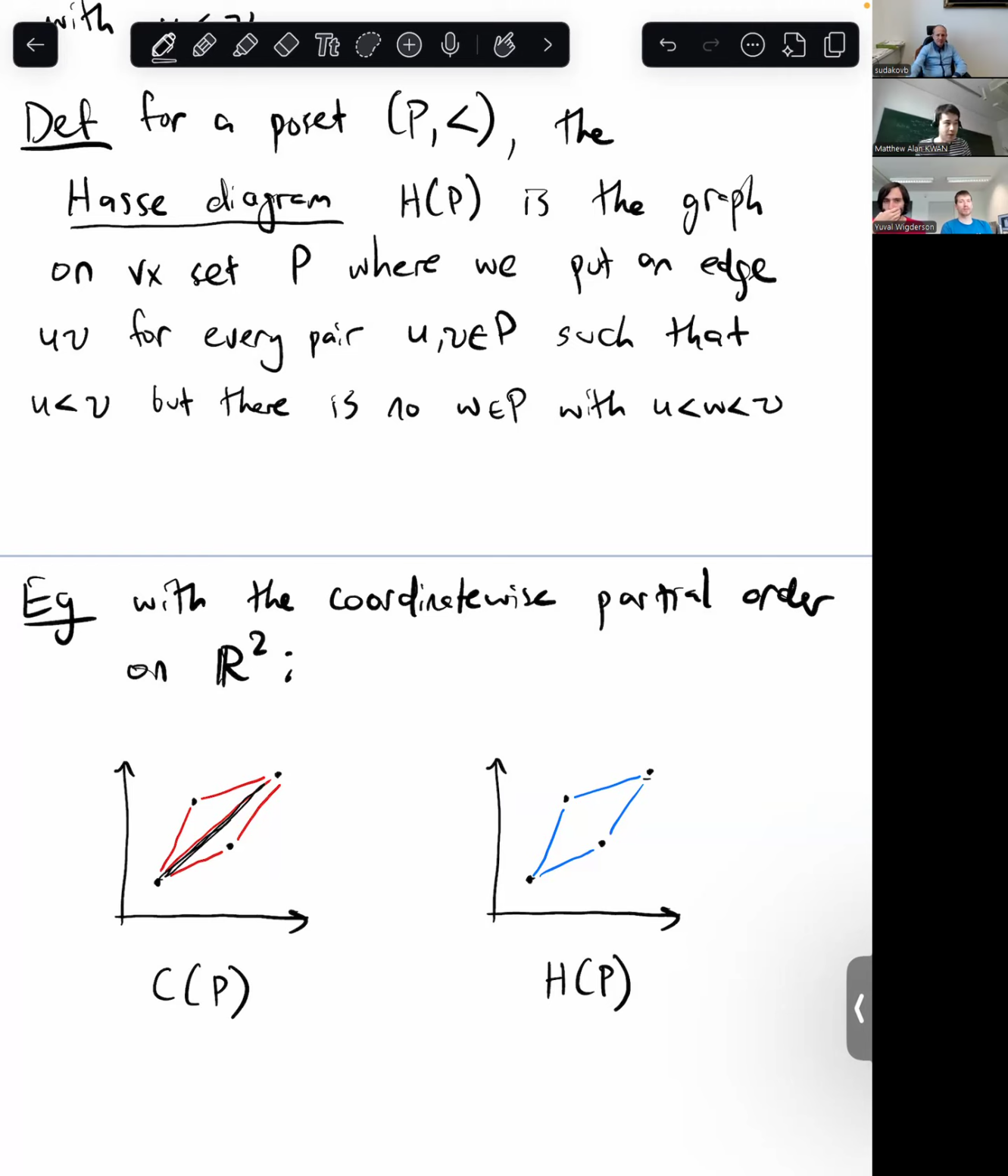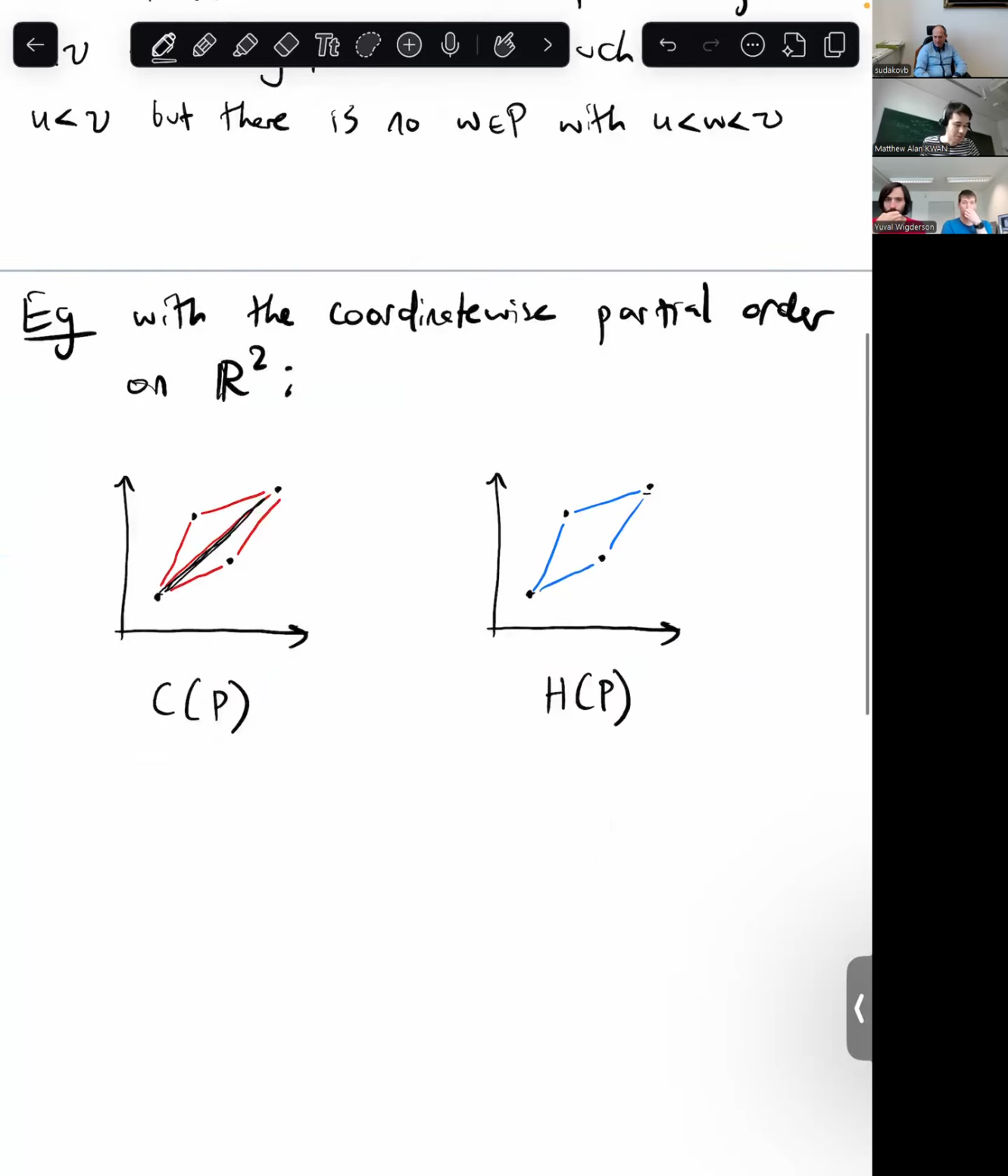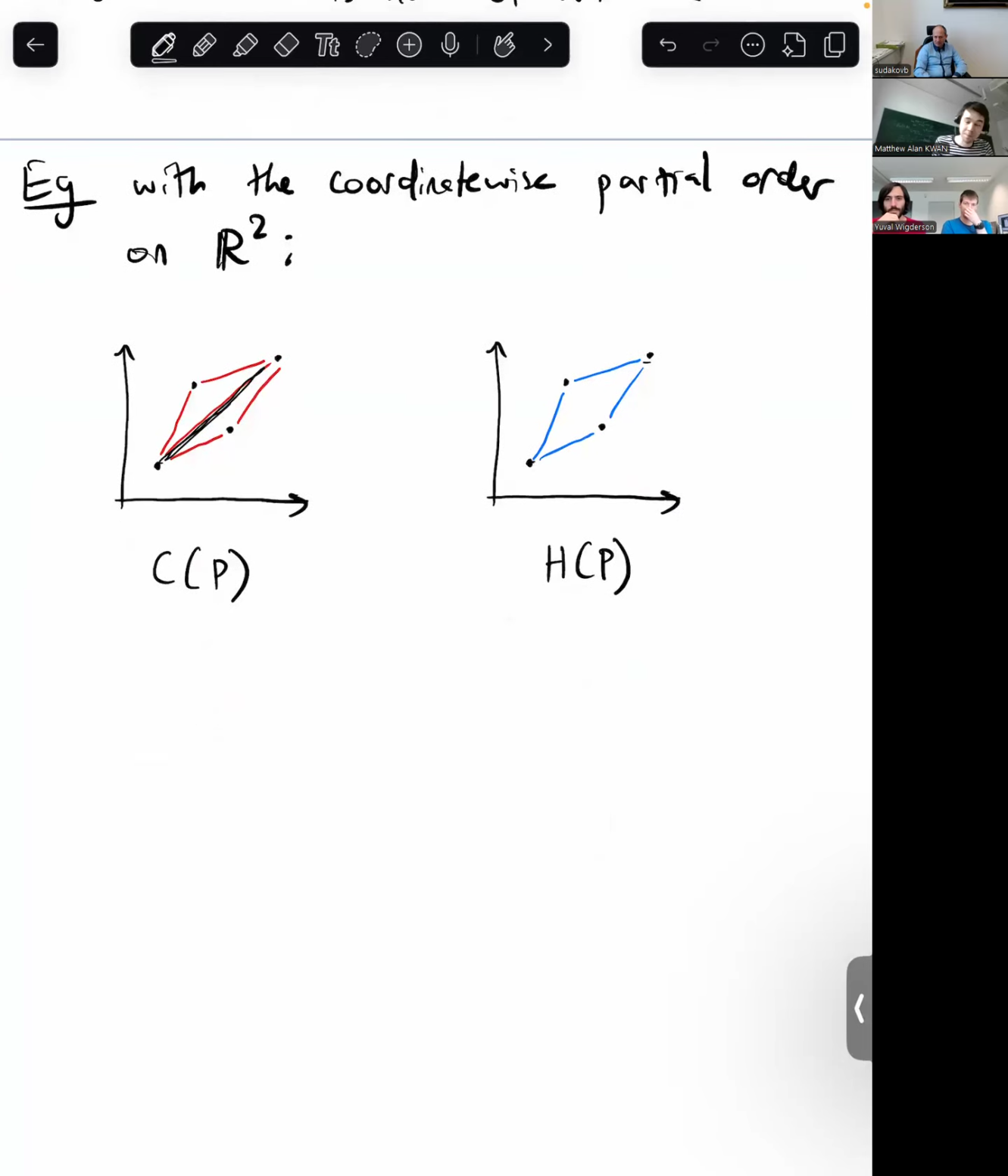What types of interesting things can we say about them? Well, one really important fact about comparability graphs, maybe the most important fact about comparability graphs, is that they are perfect.